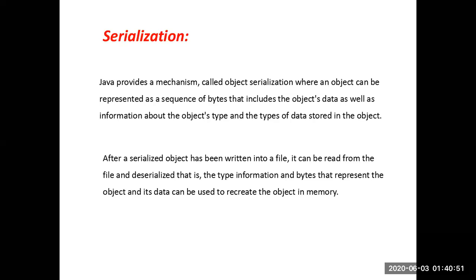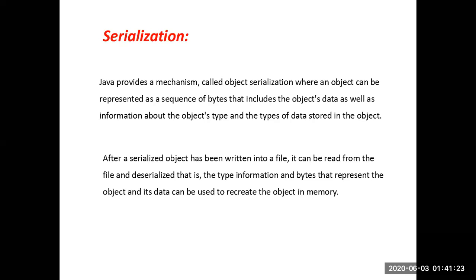Clear? Serialization of objects means storing the state of the object as a sequence of bytes. Storing the object state as a sequence of bytes in some file or some database is known as serialization. Converting the object into a sequence of bytes is known as object serialization. In one line, simply the conversion of the object into a sequence of bytes is defined as object serialization.